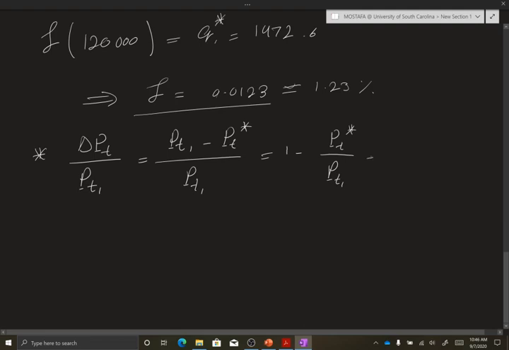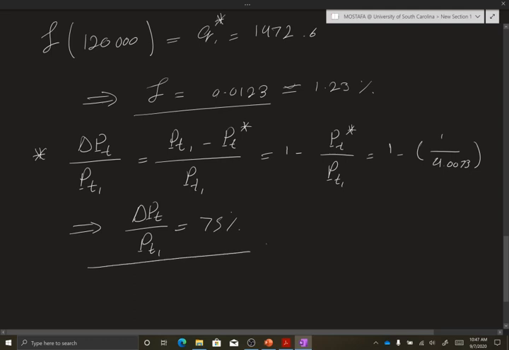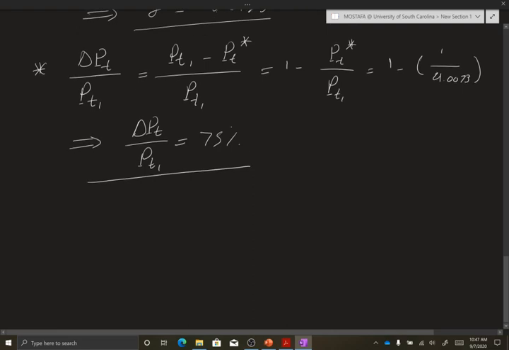We have the PT1 over PT star. We have read that from the table, so we are going to have 1 minus 1 over 4.0073. So your total pressure loss is going to be equal to 75%. You have lost 75% of your total pressure to heating, essentially.